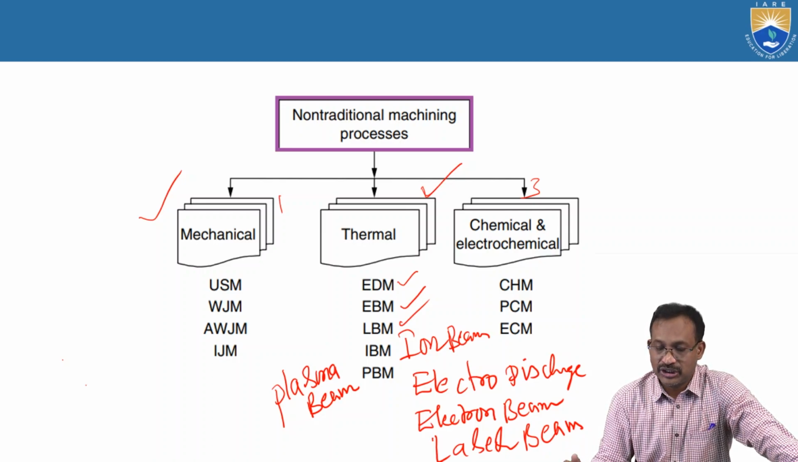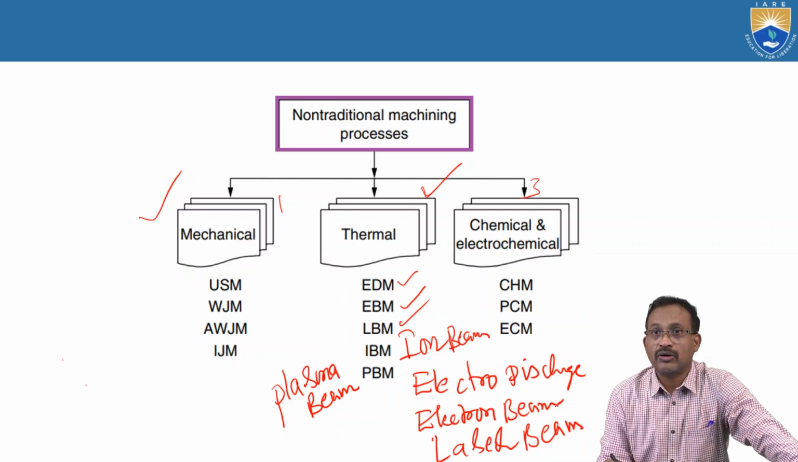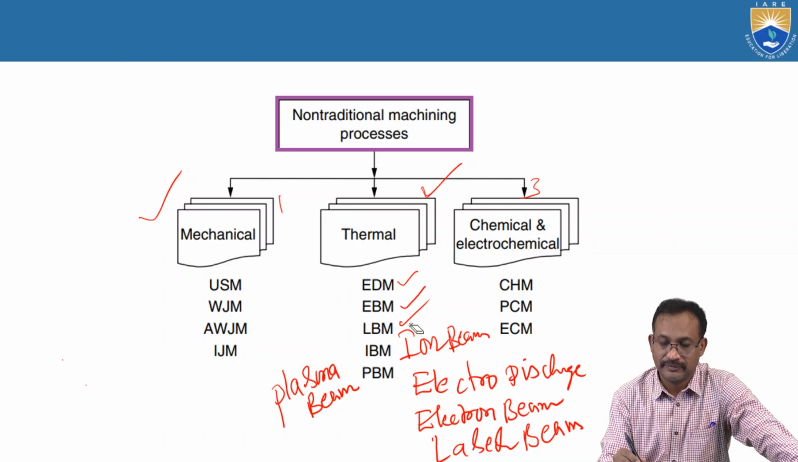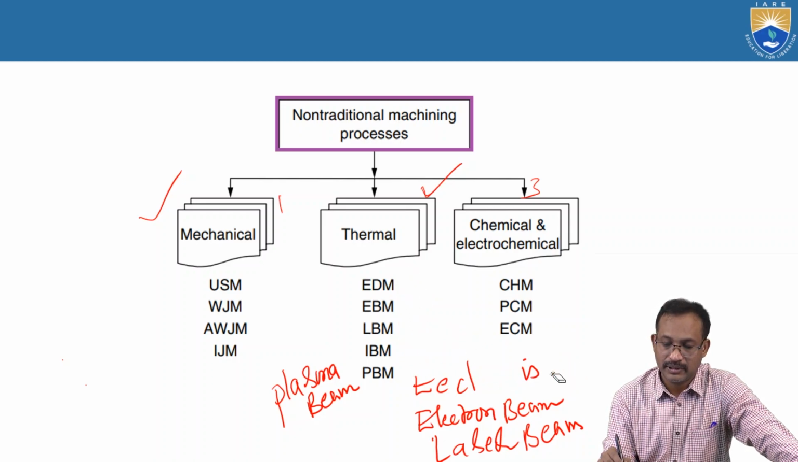Here EDM refers to electro discharge machining. We will see in the coming slides what is electro discharge machining and what is EBM and all this. Second one, electron beam machining. Third one, laser beam machining. Fourth one, ion beam machining. Fifth one, plasma beam machining.